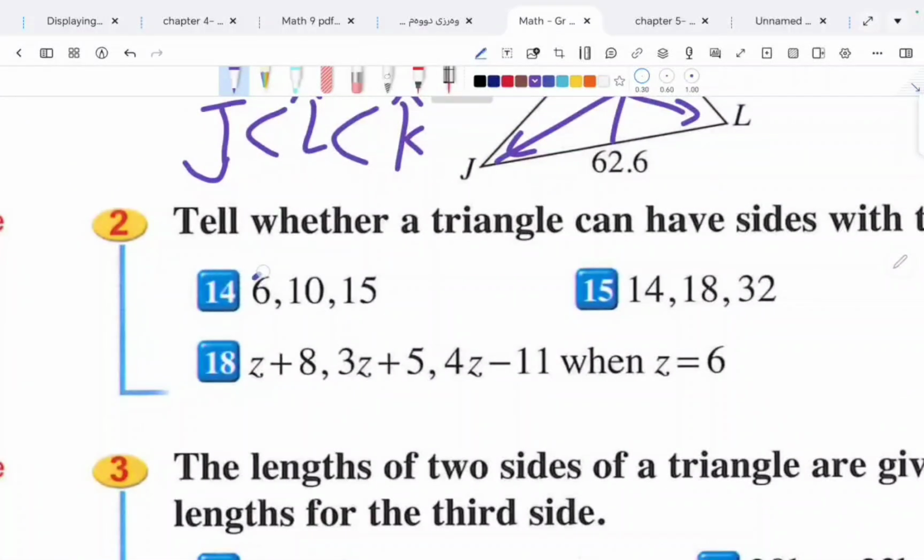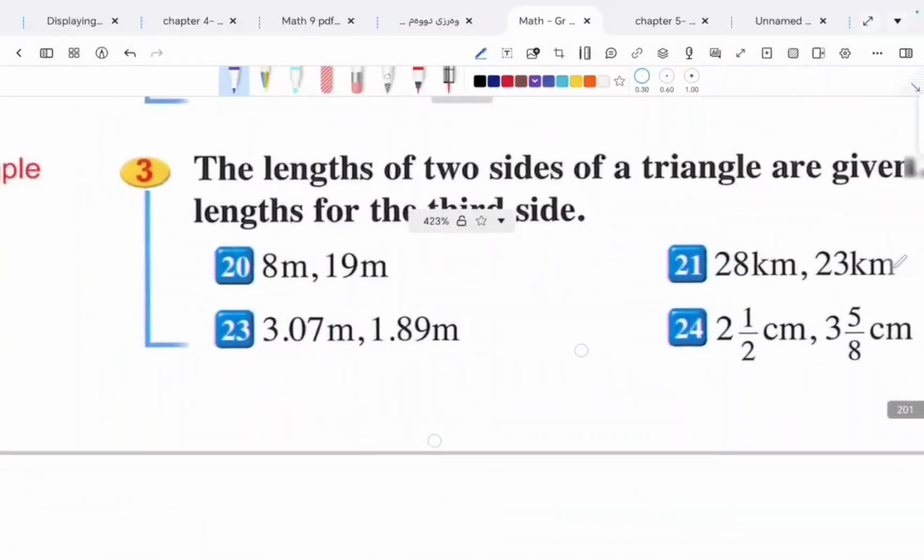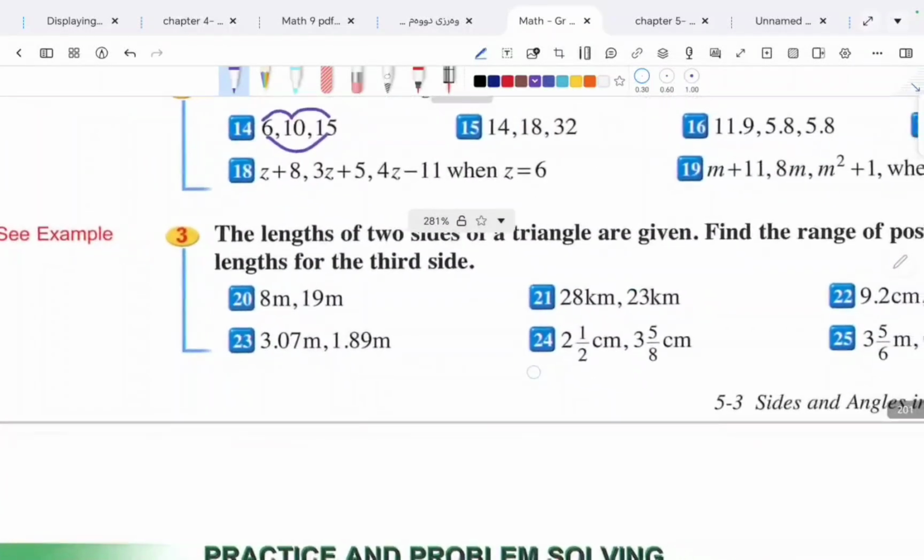Even in this one, add 6 with 10, it has to be greater than 15. Then 10, 15, it has to be greater than 10. Then you have 6, 15, it has to be greater than 10.